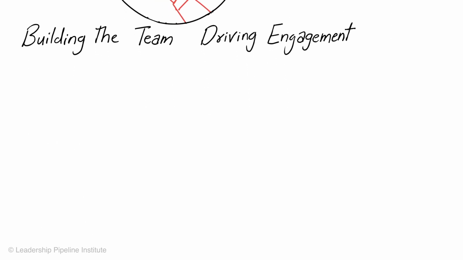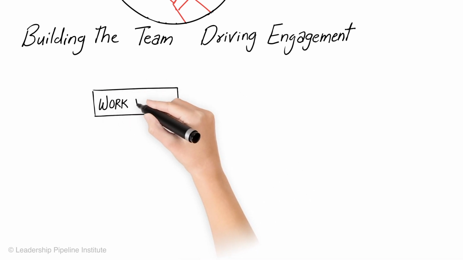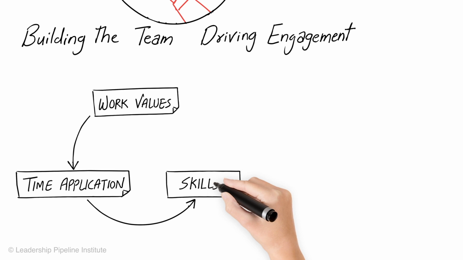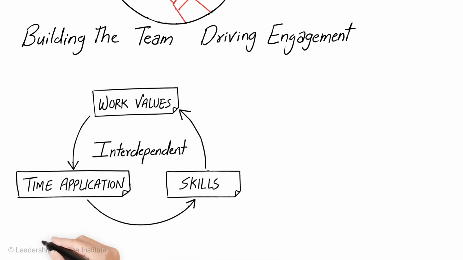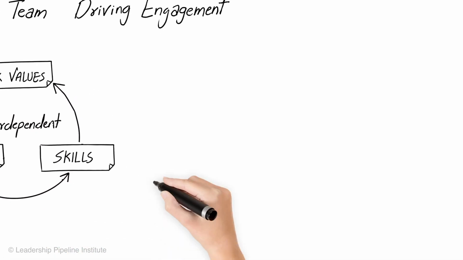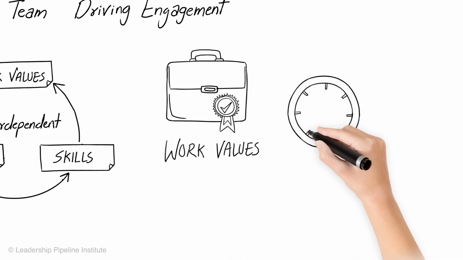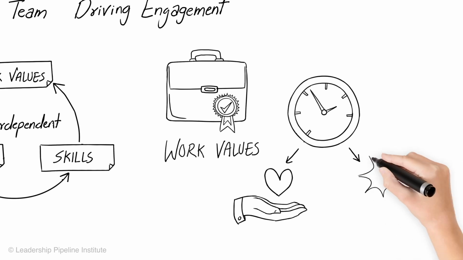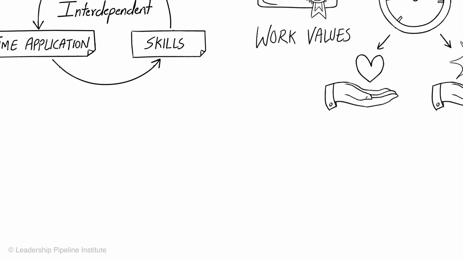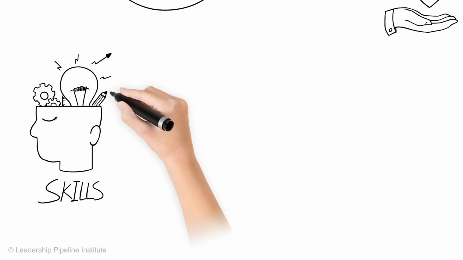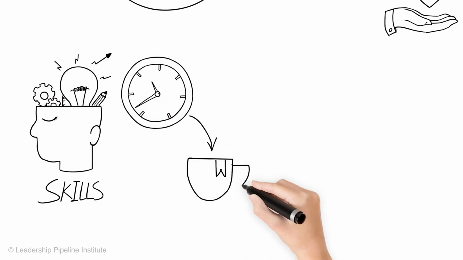It is important to recognize that work values, time application, and skills are interdependent. You cannot master your transition by adjusting one and not the others. For instance, your work values guide how you spend your time, because you will tend to do the things that are most interesting to you first and where you believe you add the most value. Your skills will also guide how you spend your time. People like doing what they are good at and what they previously reaped recognition for.